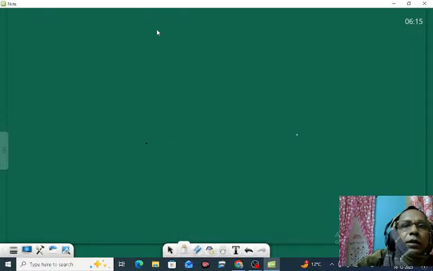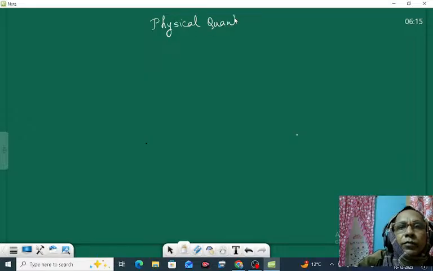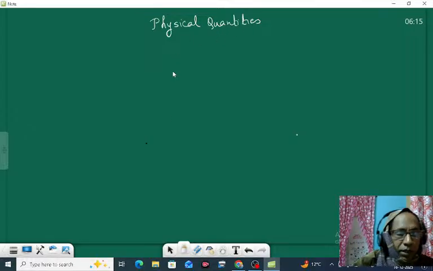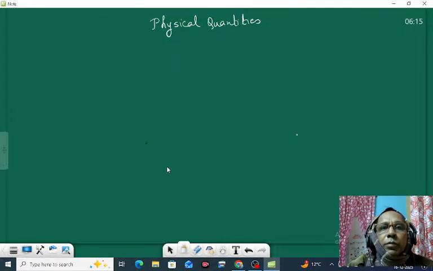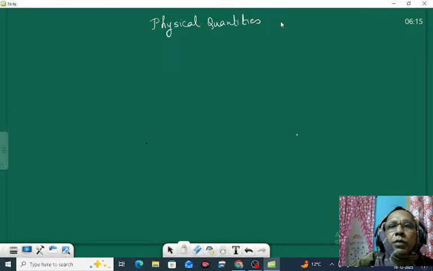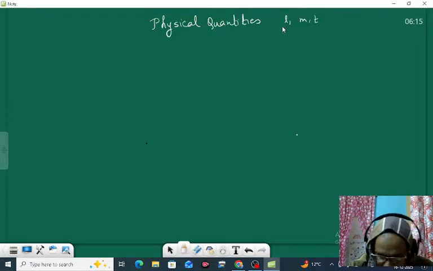First of all, we learn about physical quantities. What are physical quantities? Physical quantities are those quantities which can be measured, right? For example, length can be measured, mass can be measured, time can be measured. So we can say that these are known as physical quantities.